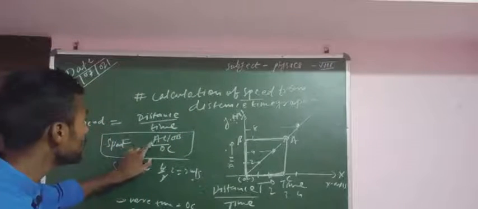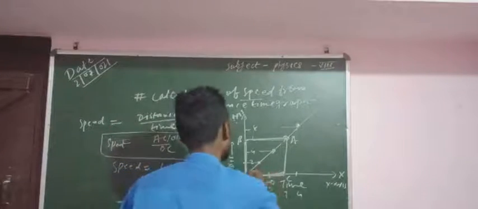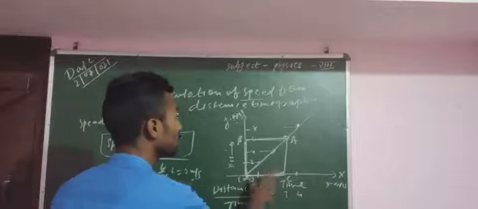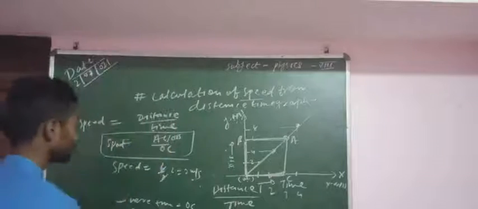Now AC by OC is known as slope of the graph. इस लाइन को हम लोग क्या बोलेंगे? इस लाइन को हम लोग बोलते हैं slope of the graph. That means this one by this one will be equal to slope of the graph.